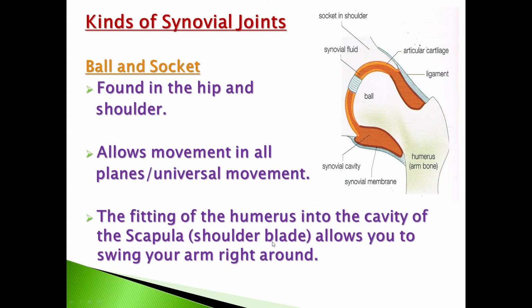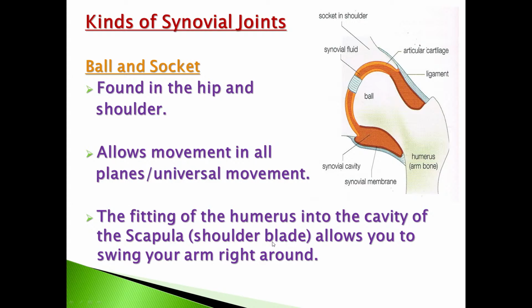As I said, for fixed joints, for example the sutures of the skull, you will not find these features, because the joints of the skull were not meant to move. So you're not going to find any cartilage, synovial fluid, synovial membrane, or ligament, simply because those joints were not meant to move.